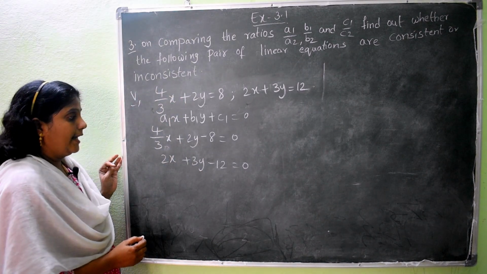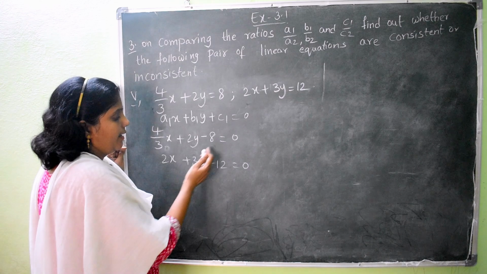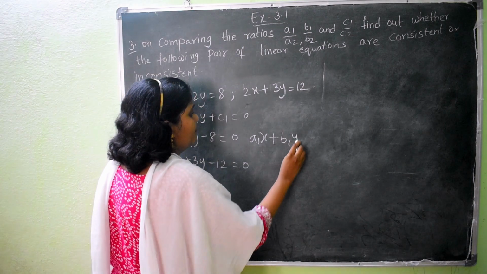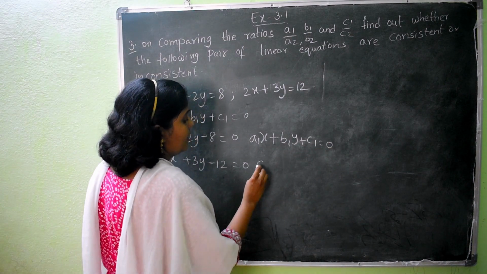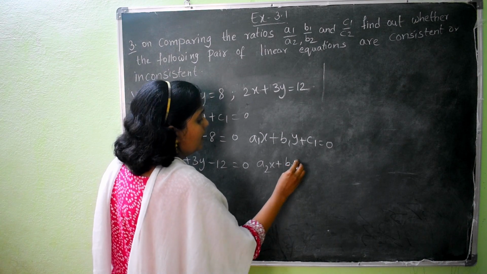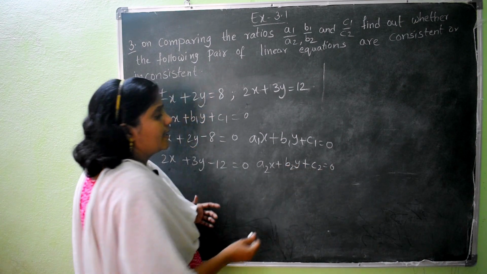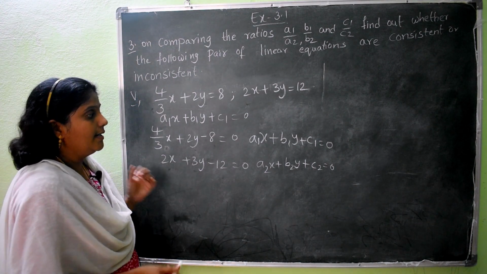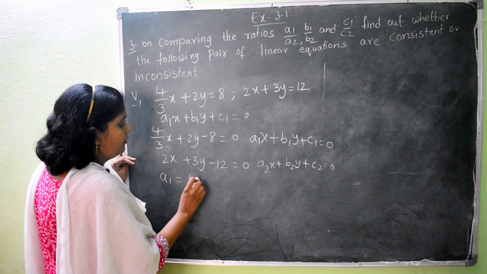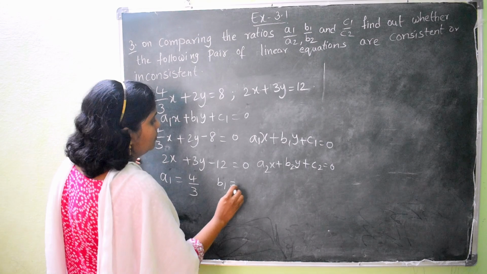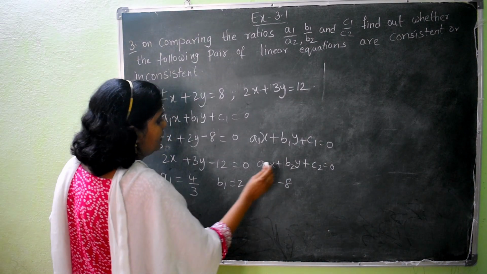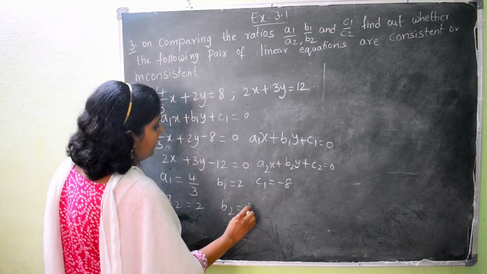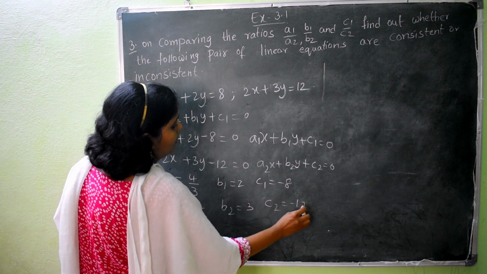Okay. So what is a1? a1, b1, c1, a2, b2, c2. Is this now in the form a1x plus b1y plus c1 equal to 0? Yes. Here it is a2x plus b2y plus c2 equal to 0. So it is now in the standard form. Then we can directly write a1, b1, c1 and a2, b2, c2. So a1 equal to 4 by 3, b1 equal to 2, c1 equal to minus 8. What is a2? 2. b2? 3. c2 is minus 12. Okay.